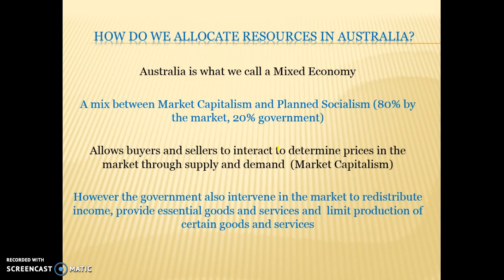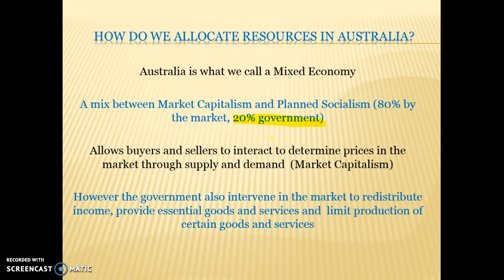And what I mean by that is that buyers and sellers interact to determine prices and determine 80% of what is produced in Australia. So where is the highest profit, we will shift resources because that will get us the higher relative profits and we can make more money. However, the government will intervene in the market to distribute income. So 20% of our economy is based on government intervention.